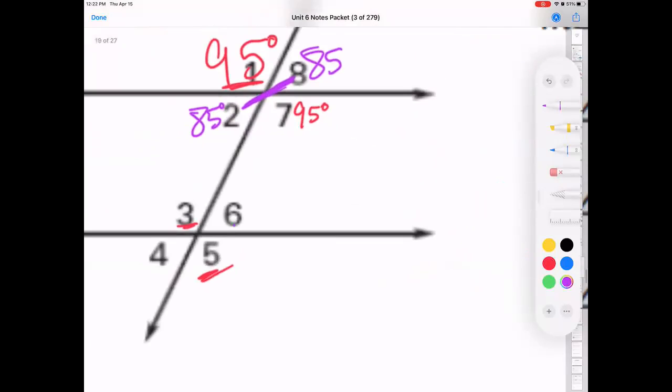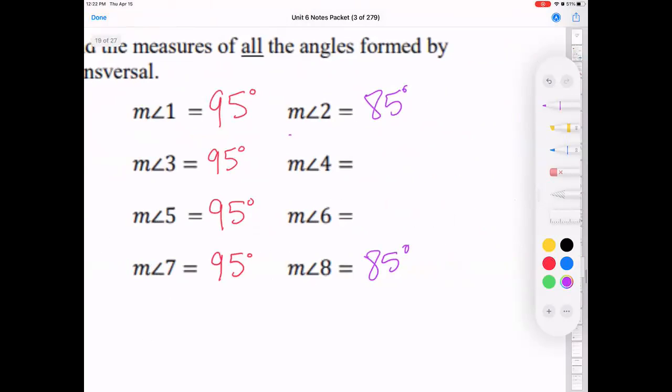Now, when we look at 6 and 2, let's look at those two angles. 2 and 6 are known to be alternate interior angles, which are the same. So as a result, this is also 85. And then if we looked at 4 and 8, those would be considered alternate exterior angles, which are also the same. So for 4 and 6, those are going to be 85 degrees as well. Okay. So that is what you should have ended up with on your paper.